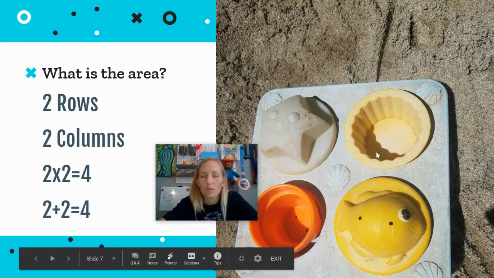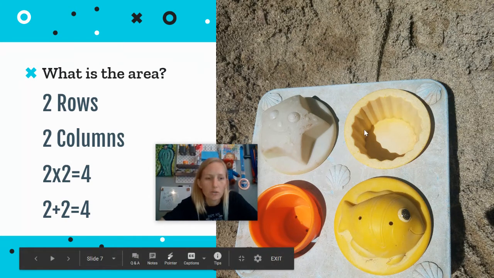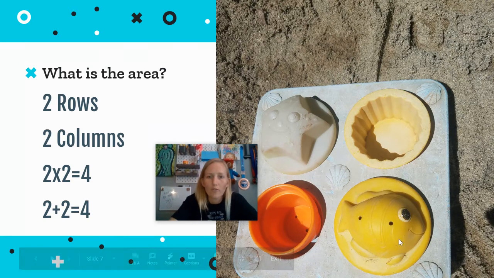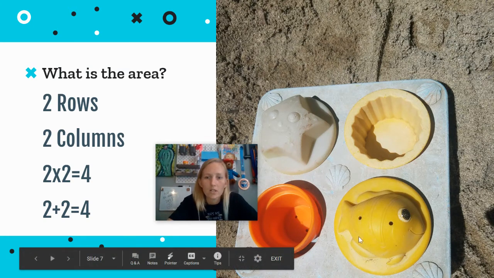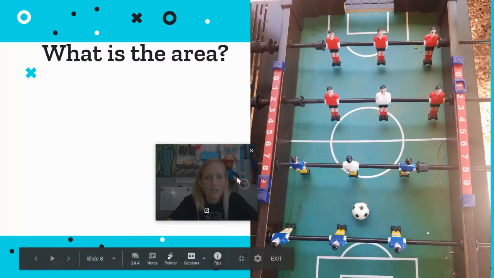All right, so this one is 2 rows and 2 columns. 2 times 2 equals 4. So length times width, 2 times 2 equals 4, or 2 plus 2 equals 4. Okay, you've got 4 little circles here, or a little cupcake. All right, let's take a look at this one.